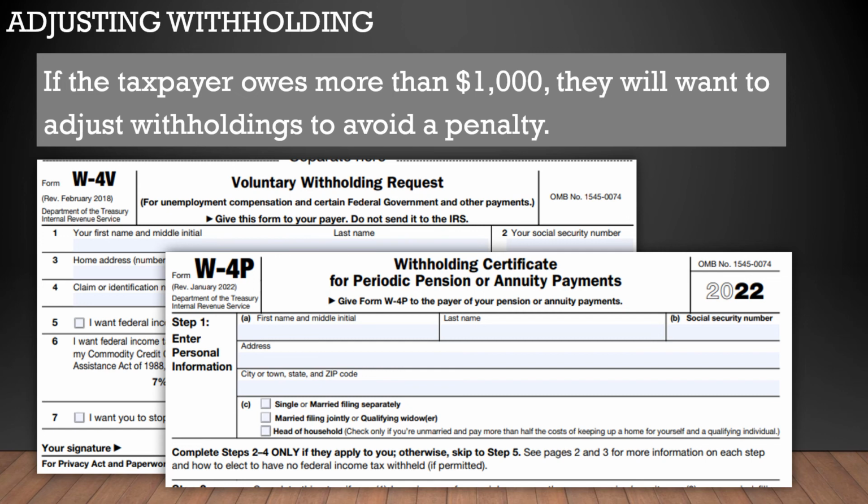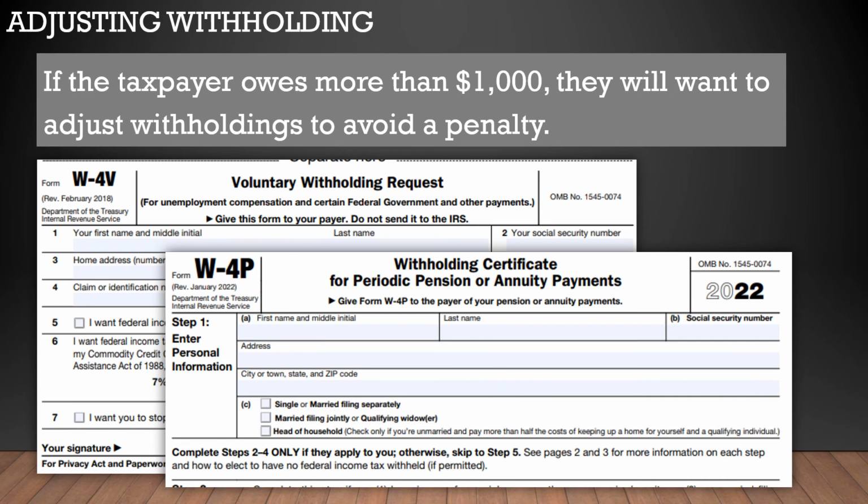So a couple of forms that they can use to do this. We have the form W4P, which is the withholding certificate for pensions and annuity payments. This is something that they fill out and they send to the trustee. They don't send it with the tax return. Remember, just like your employer collects your form W4 for withholdings, this is something that goes to the organization that is to be withholding the funds. So that would be the trustee.